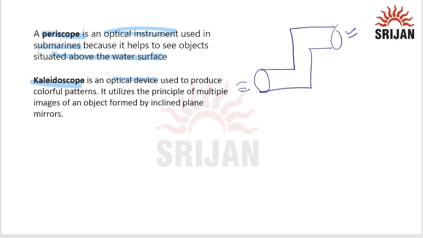How will you see? The light will not travel in this direction on its own. You have to fit the mirror at particular angle so that light strikes on this, it gets reflected in this direction. Again it will pass in this direction. Again fit the mirror here. Again reflection will take place and it will reach to your eye. And the kaleidoscope is used to produce colorful patterns. It utilizes the principle of multiple images of an object formed by the inclined mirrors.